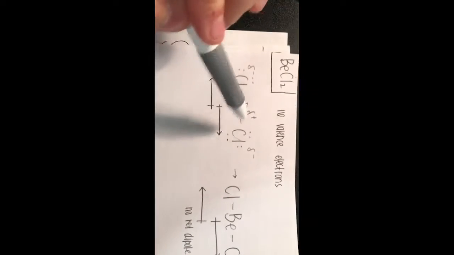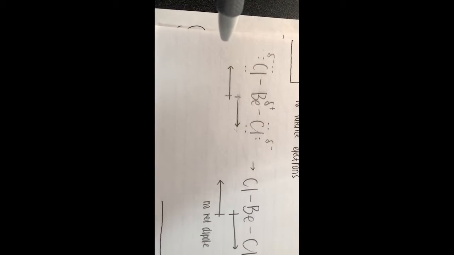So let's see if we used all of our valence electrons. So we have 2, 4, 6, 8, 10, 12, 14, 16. So we've used all of our valence electrons. But one might say that beryllium does not have an octet. Well, beryllium is one of those atoms that is allowed to violate the octet rule.